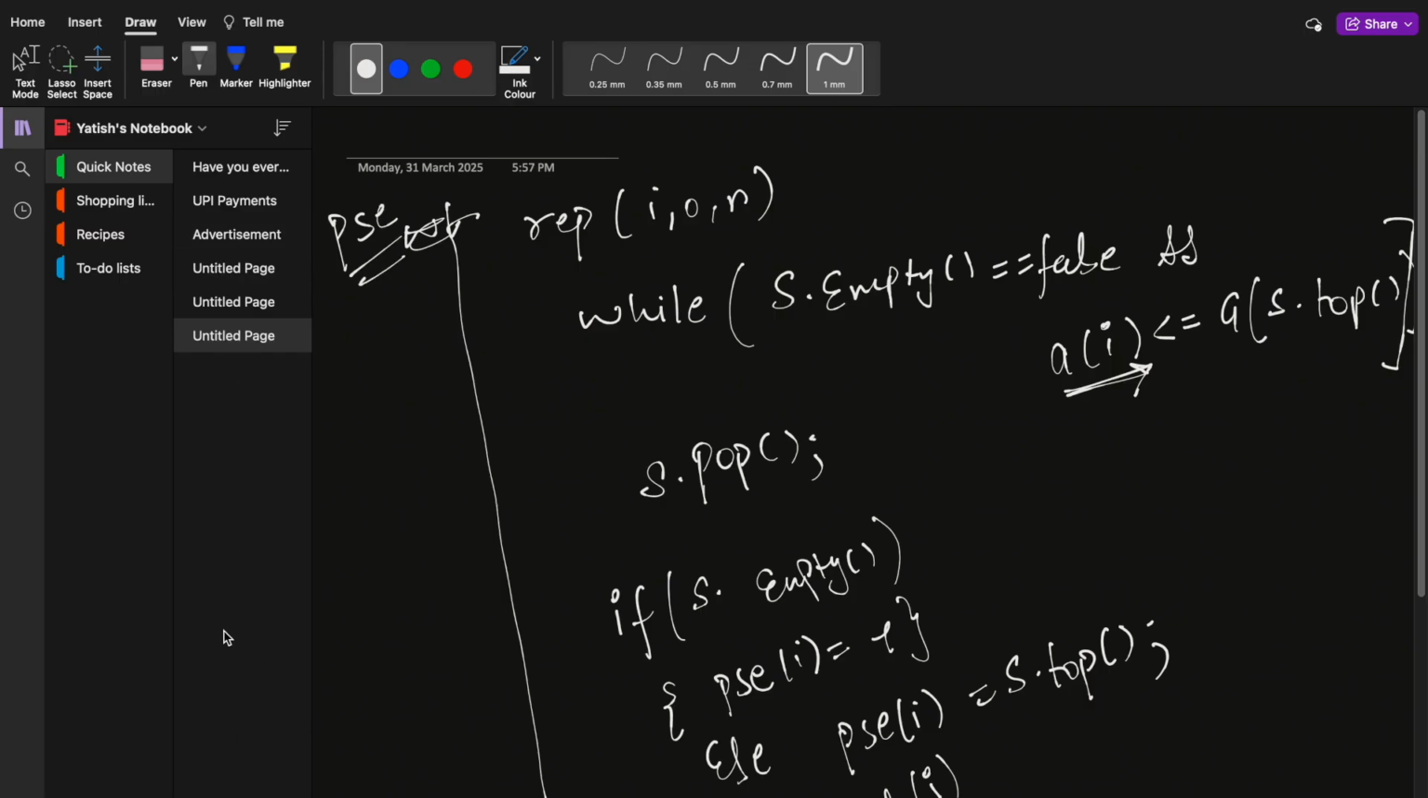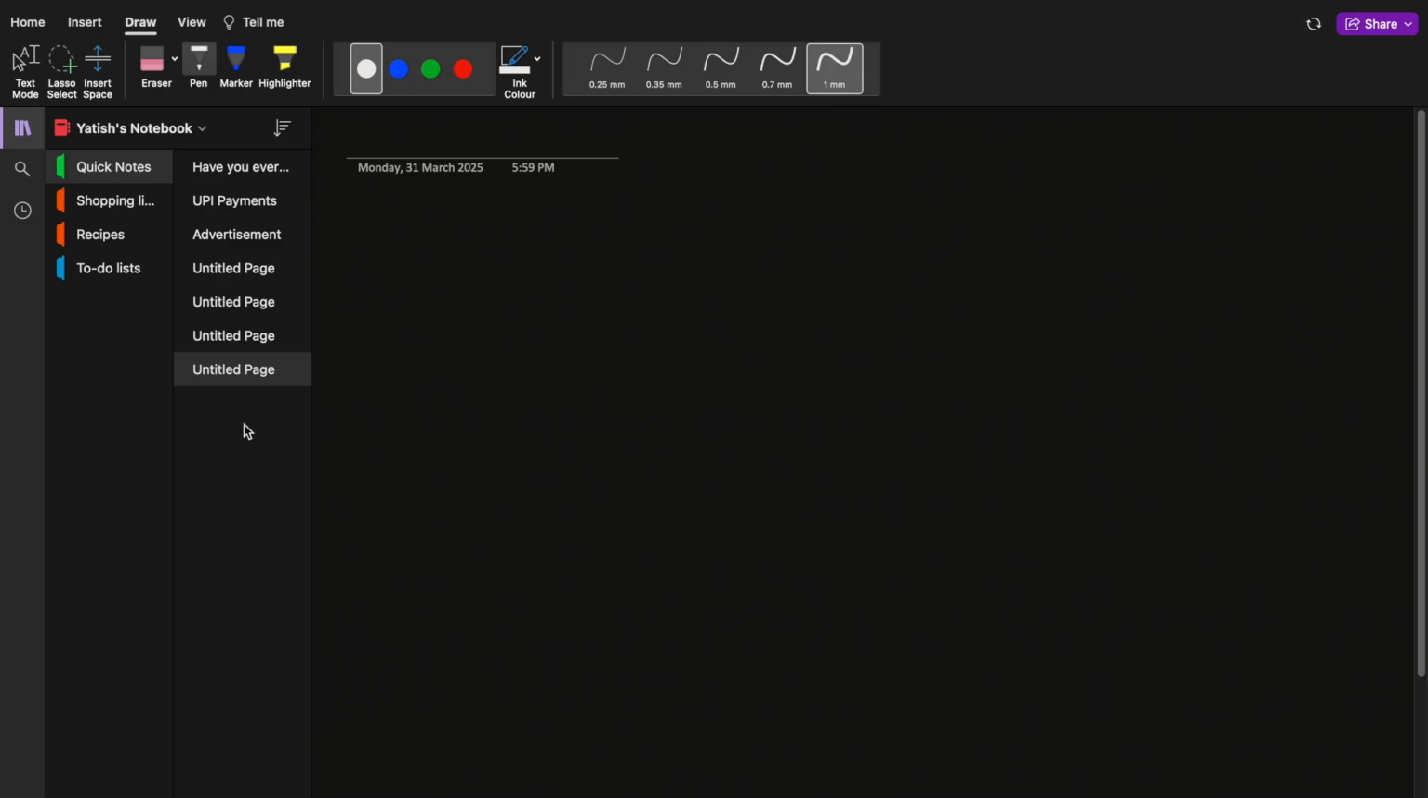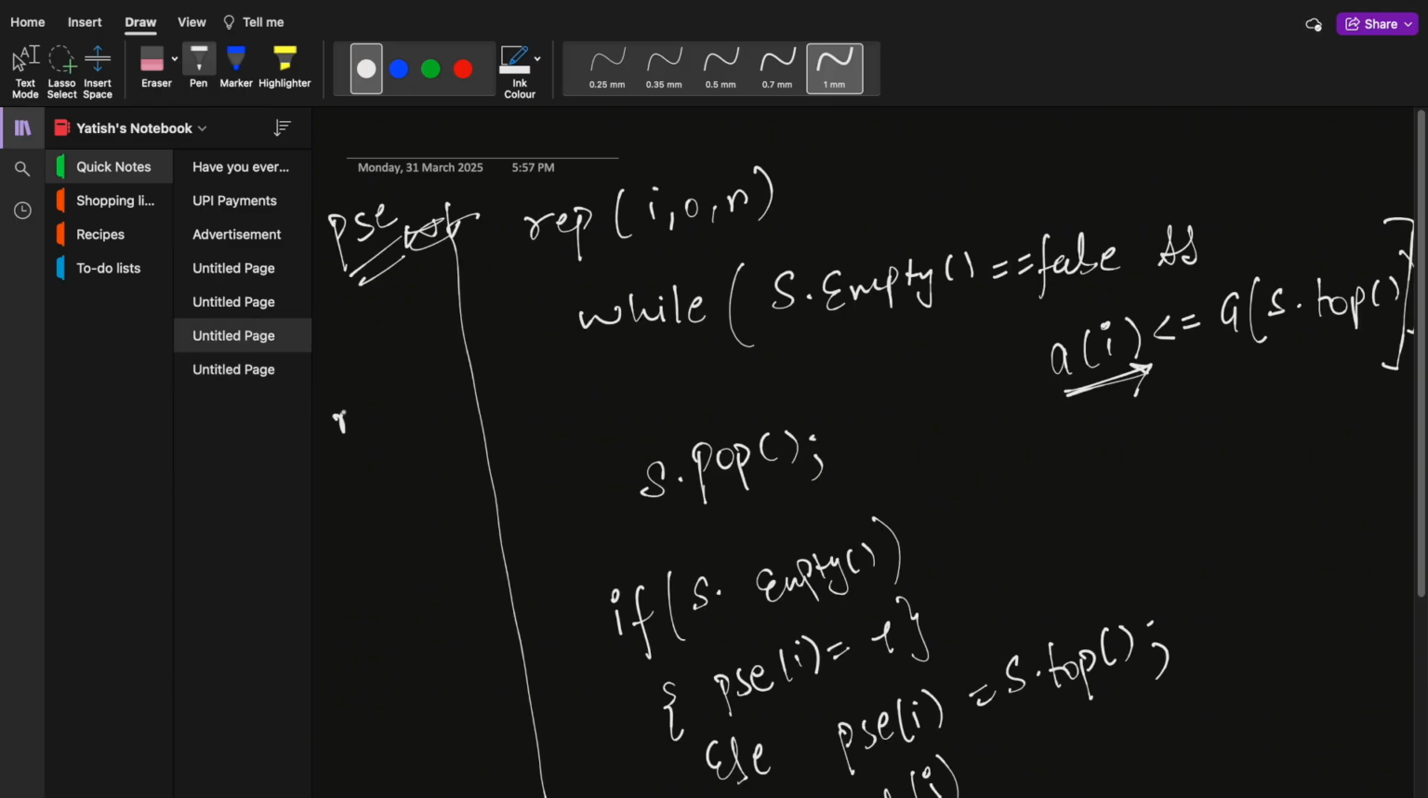And in a similar fashion, for the next smaller element, in place of -1 we would be pushing n and starting the traversal from n minus 2 to 0, and this is how the pseudocode for NSE would also look. Now let's code up the solution.